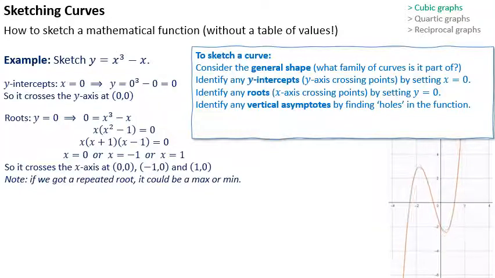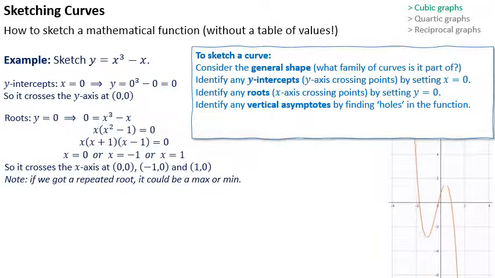The next thing we would look for in general when sketching a curve is to identify any vertical asymptotes by looking for holes in the function. By that I mean, are there any values of x that would make the function break? Are there any numbers we could put in that the calculator wouldn't like? If we try doing tan of 90 degrees or 1 over 2 minus 2, if we find ourselves divided by 0, that's usually the classic way of identifying a vertical asymptote.